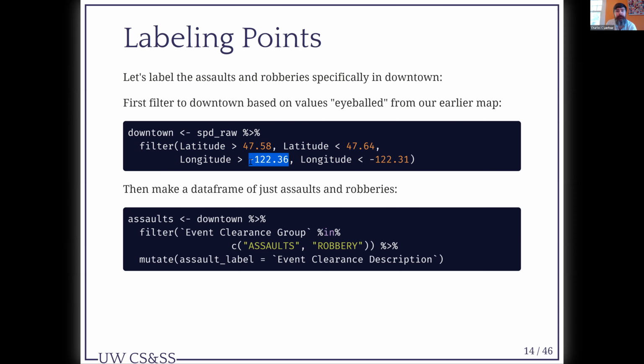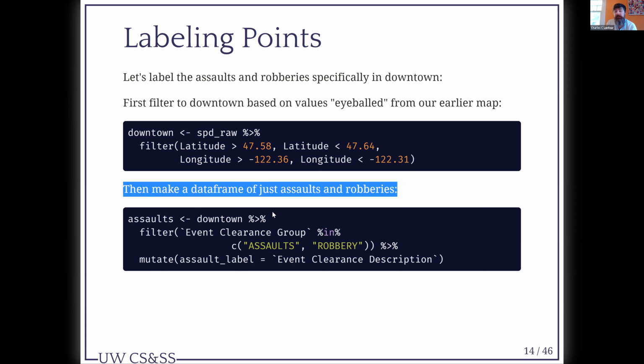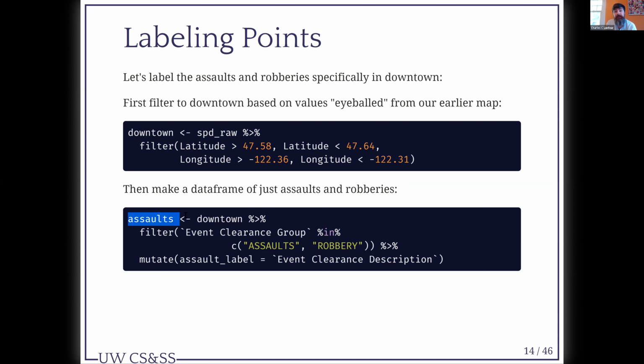Or sorry. Yeah, okay. So then we're going to make a data frame of just the assaults and robberies. So I say here, the assaults in the data is just my downtown only data, filtered down so the event clearance group, that is the type of crime, is either assaults or robberies. And then I mutate out a label, which is just equal to the event clearance description. This is just giving me a shorter thing I can reference in the next plot. Okay, so the event clearance description is just a longer title.